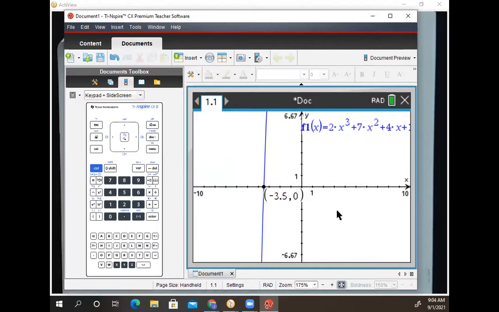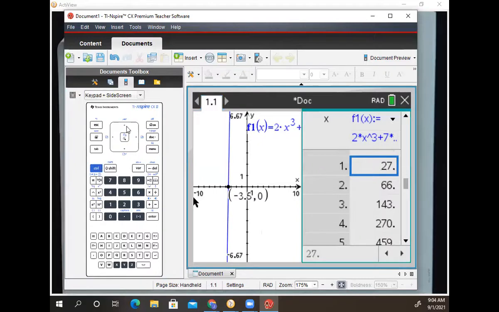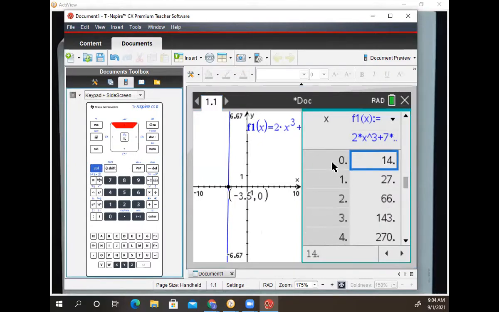And then I want to know where my y-intercept is. There are a few different ways that we can do this. You guys saw this in Algebra 1. I'm going to go ahead and pull up the table. So I'm going to hit Control T. And remember, I can see my y-intercept if I scroll up to 0 in the table. The y-intercept is where I cross the y-axis, so that x value will be 0. So 0, 14. So let me put my calculator away and jot that down.